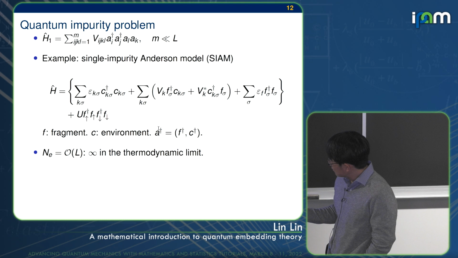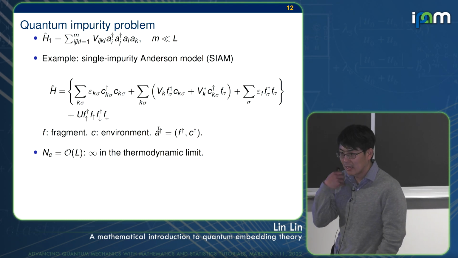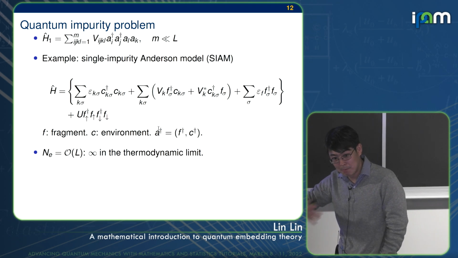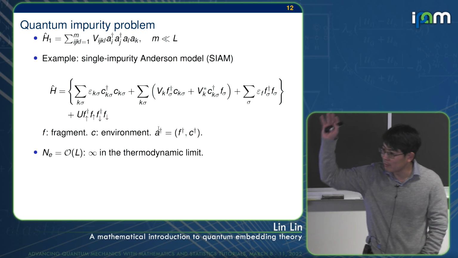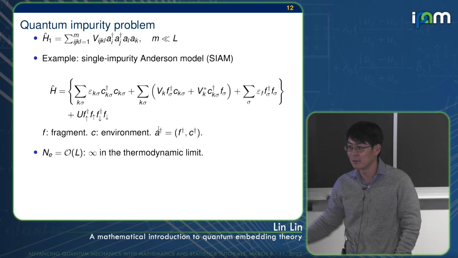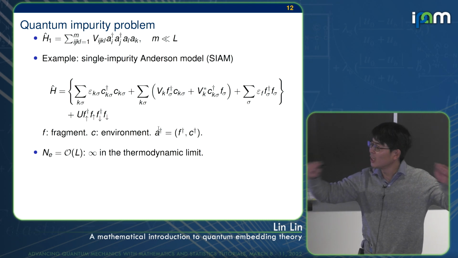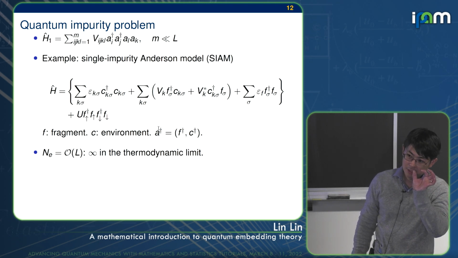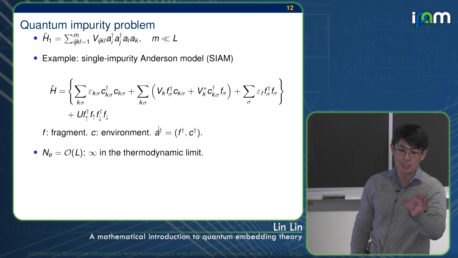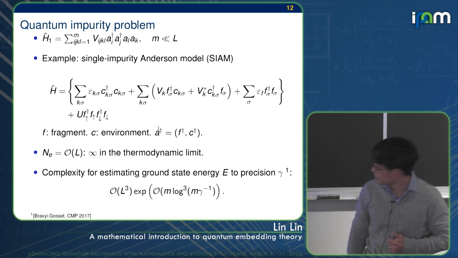The number of electrons in the system is generally order L, or Theta of L, if you want to be rigorous. This means that an impurity problem does not mean there are very few electrons. No, the number of electrons can still go to infinity in the thermodynamic limit when L goes to infinity. This is the setup. You have a very big lattice, you have a lot of electrons. The only assumption you have is that the quartic interactions are restricted to a small number of sites. Is the setup clear?